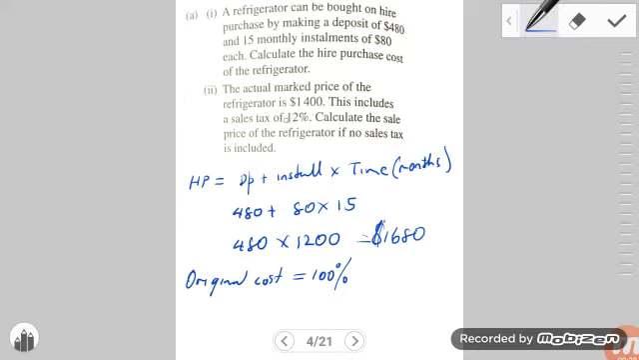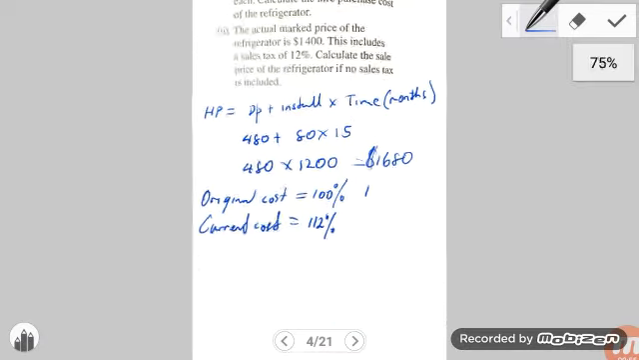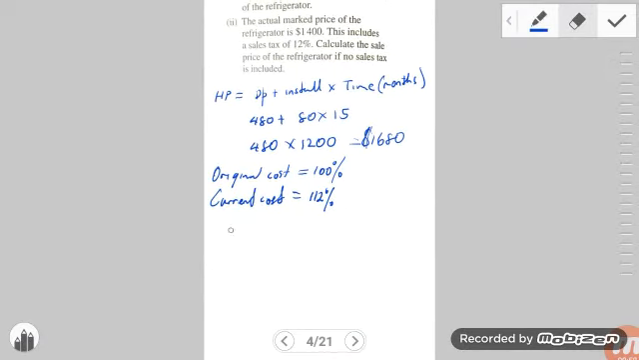And since they're saying that tax is included in the 1,400, and the tax is 12%, that means the current cost is equal to 112% because tax is included. And since the current cost right now, inclusive of tax, is 1,400, we are simply saying therefore that 112% is equivalent to the 1,400 because it is inclusive of the tax.